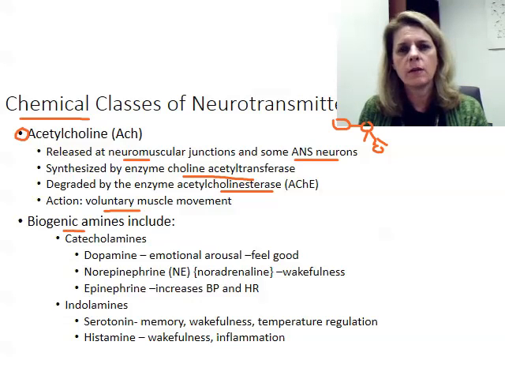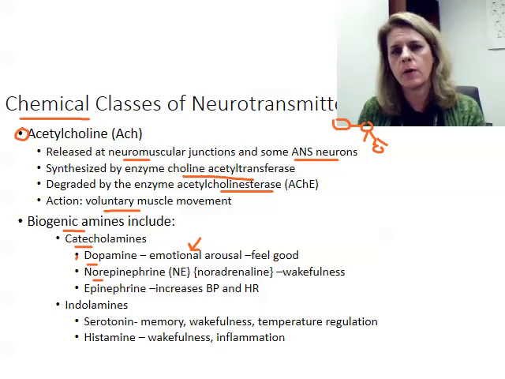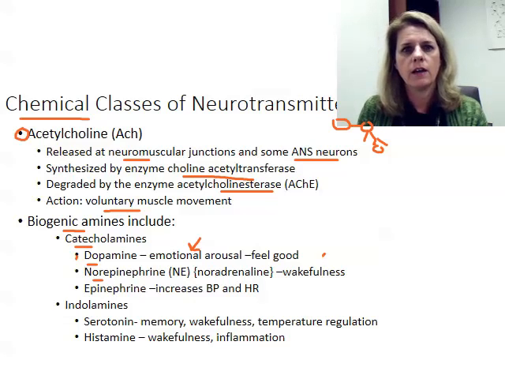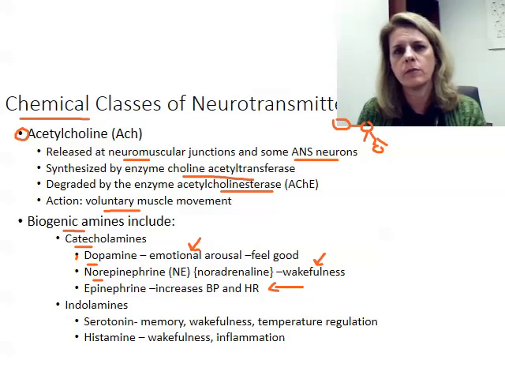You have some biogenic amines, your catecholamines. Examples of those are dopamine, norepinephrine, and epinephrine. You may have heard of these named adrenaline and noradrenaline. Okay, so dopamine, norepinephrine, and epinephrine. Just some brief things that they do. Dopamine allows you to feel emotionally aroused, feel good. Norepinephrine we use in wakefulness. Epinephrine increases heart rate and blood pressure. So if you've ever heard of the word adrenaline, you get an adrenaline rush, your heart rate goes up. So yeah, epinephrine is a neurotransmitter that does that.